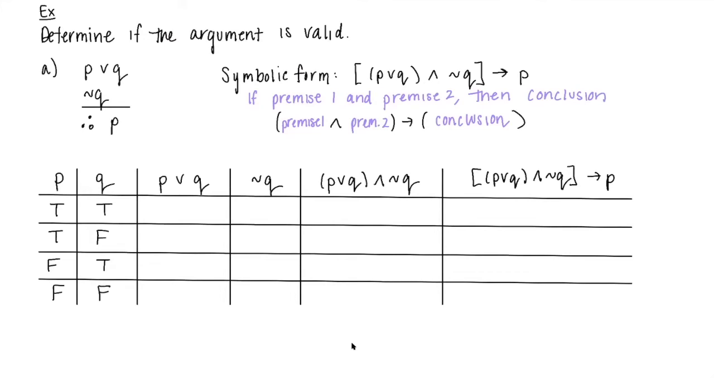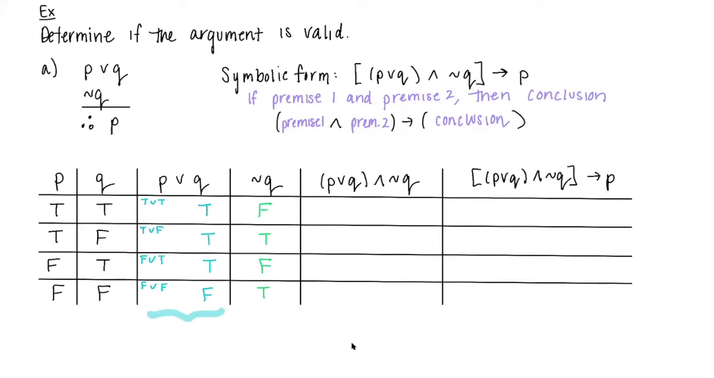Now I want to look at my statement P or Q. So we'll put statement P here, put statement Q here, and we're doing or. So is P or Q true? You need at least one to be true, and so just in case you get something that's false. For not Q, we just switch these truth values. So false, true, false, true.